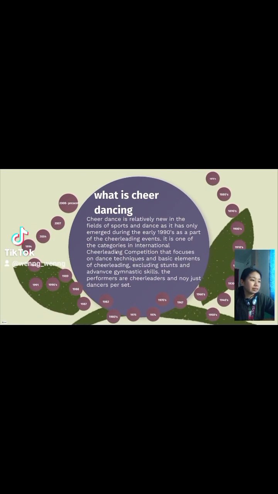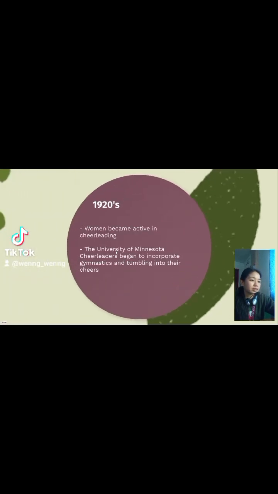So that is 1910. So let's go naman with the 1920s. Okay, so dito, women have a big part because they became active in cheerleading. Ayan, so with the use of microphone, with the events of celebration of cheer dance. So it was the continuation of how women became active in cheerleading. So it was also in the University of Minnesota wherein the cheerleaders incorporated.